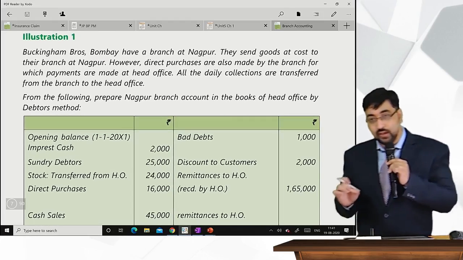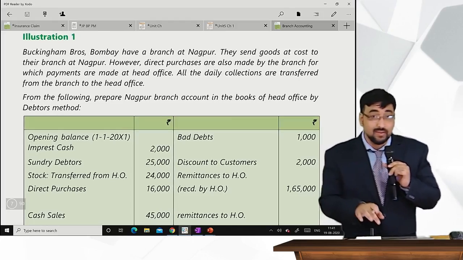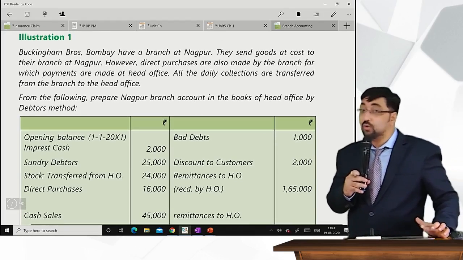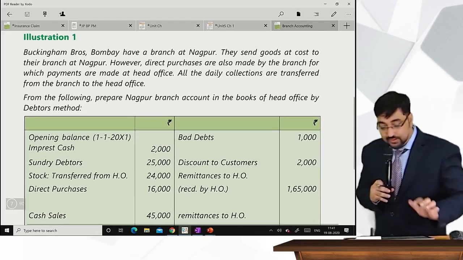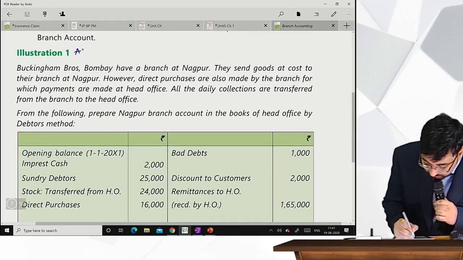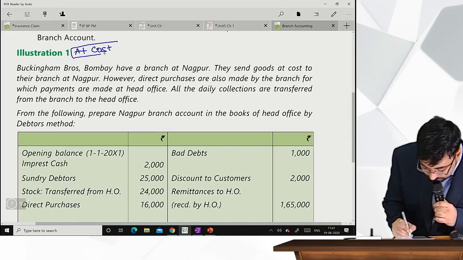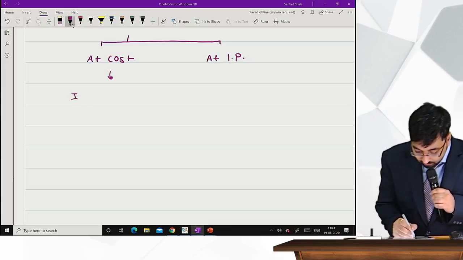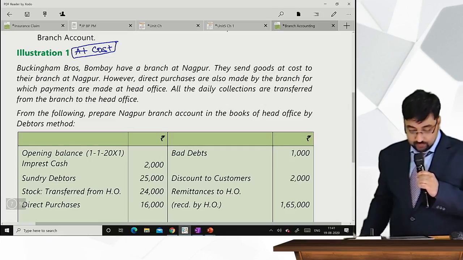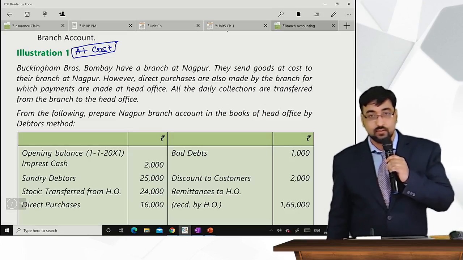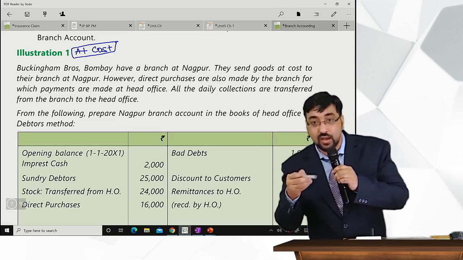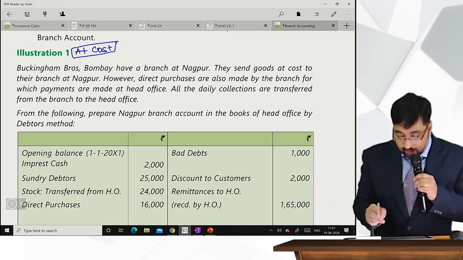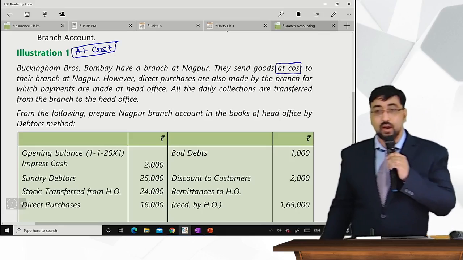Illustration number 1, I solved it, but for revision purpose, I will need this illustration not only for debtors method, but we'll solve the same question using stock and debtors to clear all your concepts, because this is at cost. So write down, this illustration is at cost. Illustration number 1: Buckingham Brothers, Bombay, have a branch at Nagpur. They send goods at cost to the branch at Nagpur. So underline at cost.